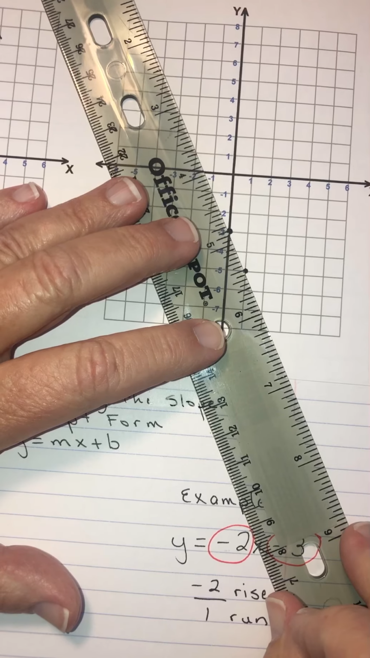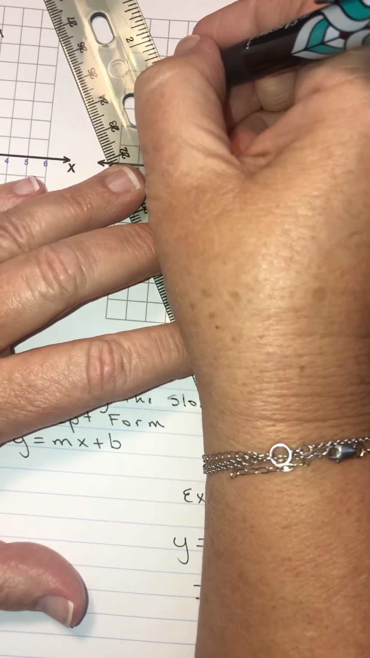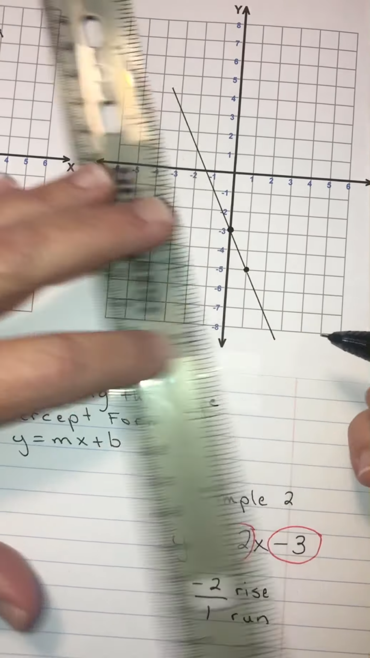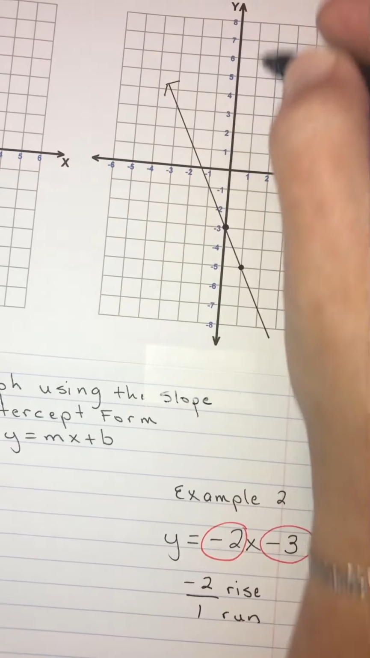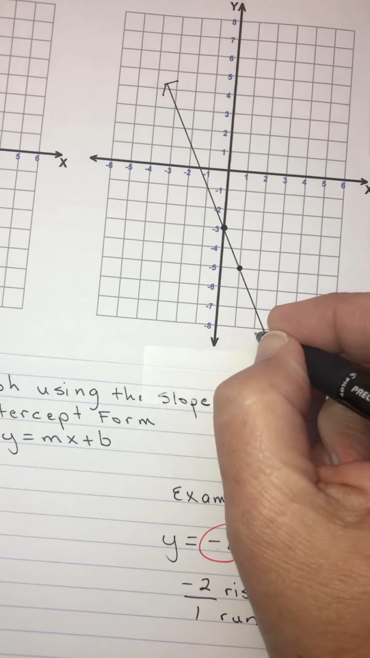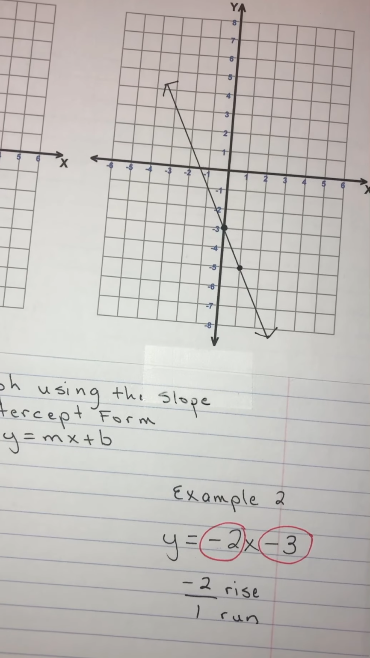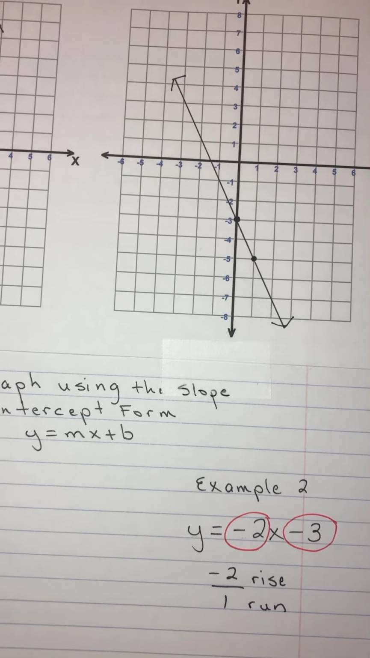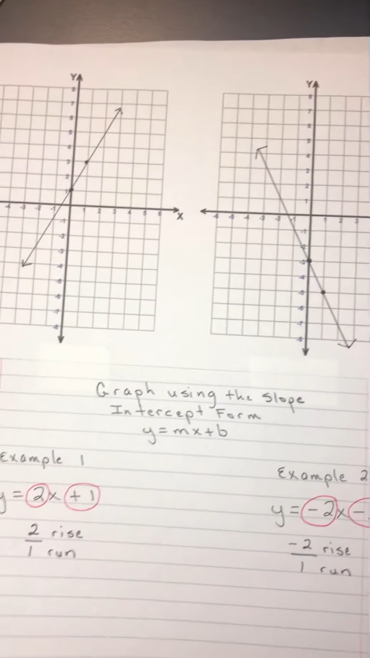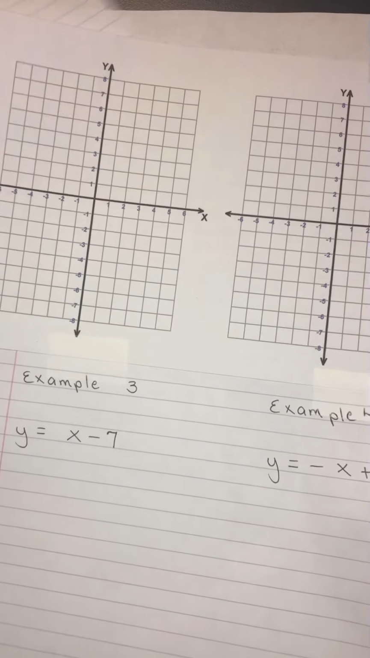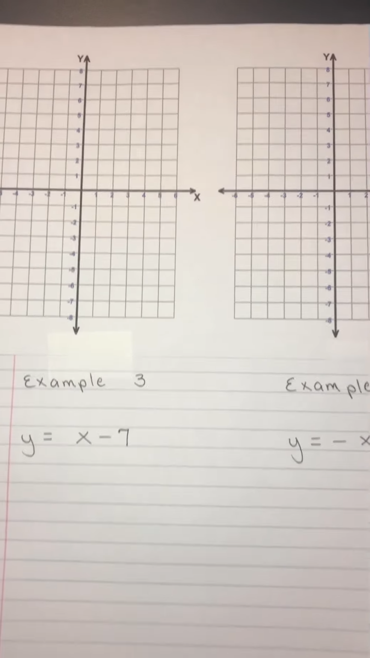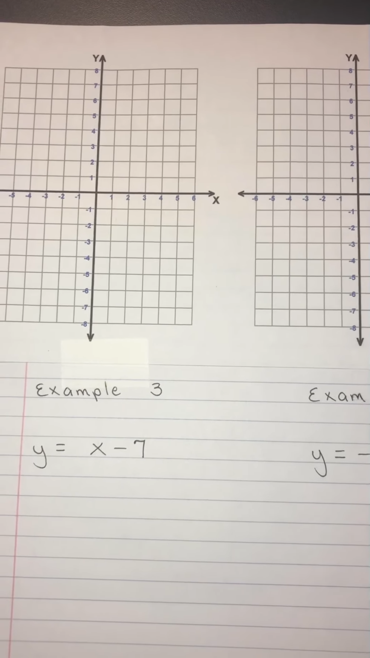Again, a straight edge is always the best way when you're doing these problems because that way you're more accurate. And then you always have to draw the arrows because these lines are to infinity and beyond. So that's how you do those two examples. Now, the next two examples that we're going to use are a little bit harder for kids. And the reason why they're hard is because the slope is not apparent to us.